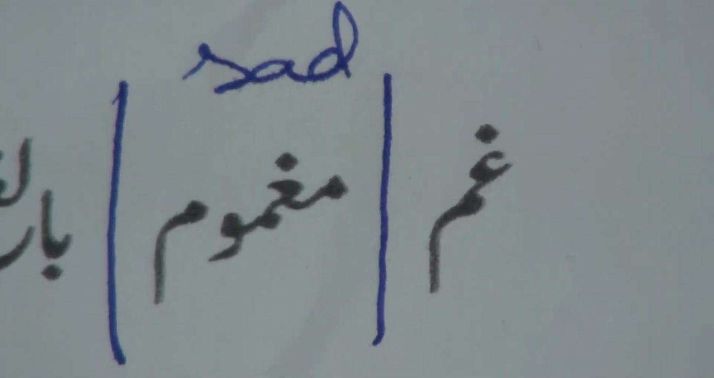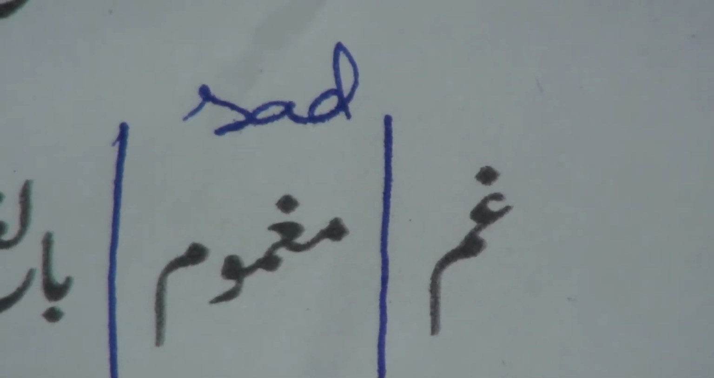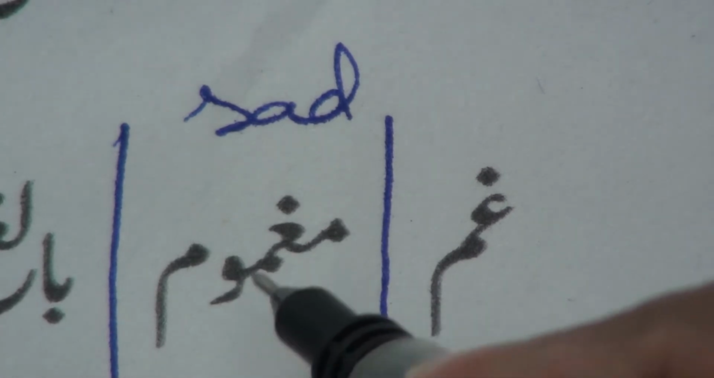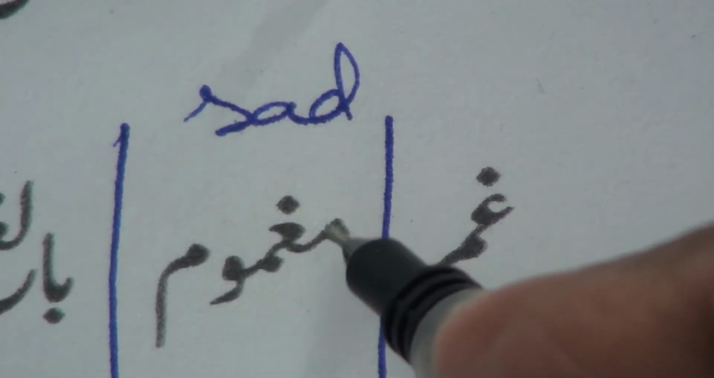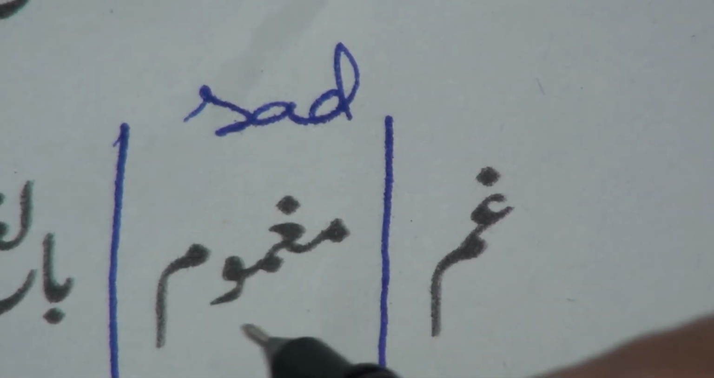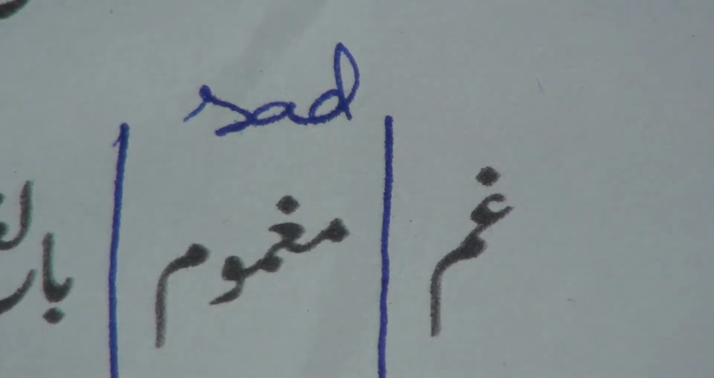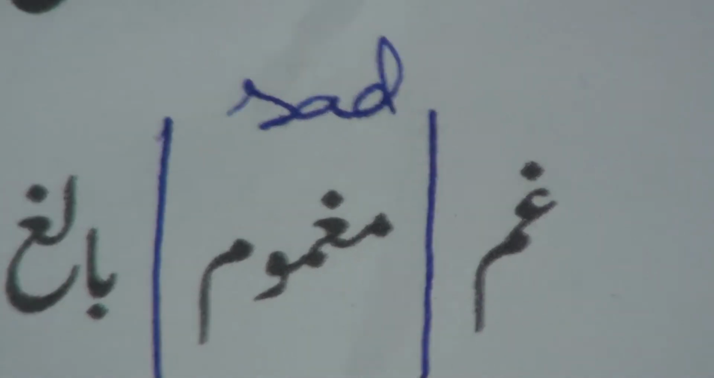Maghmoom. Here Ghain is at the middle of the word. Mim, ghain, mim, waw, mim. Maghmoom. Maghmoom means sad.